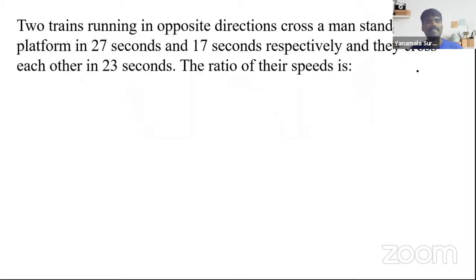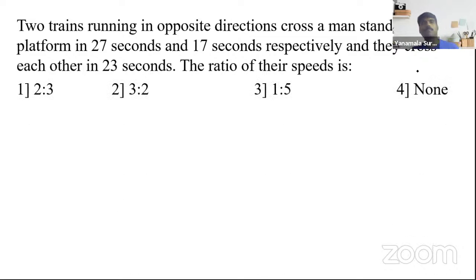Two trains running in opposite directions cross a man standing on the platform in 27 seconds and 17 seconds respectively. So two different times for the trains. They cross each other in 23 seconds. The ratio of their speeds is, very, very important, guys. In a couple of examinations, they had given the same question. This is a standard question, the confusion ratio.